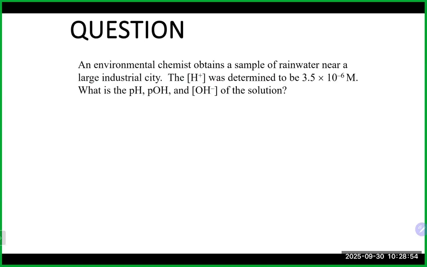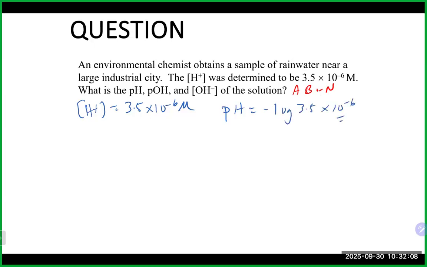Take a look here. An environmental chemist determined rainwater to have an H plus concentration of 3.5 times 10 to the minus 6. Let's do our normals here: pH, pOH, OH minus, and again, acidic, basic, or neutral. All right, so in this one here, we have H plus as 3.5 times 10 to the minus 6 molar. So I'm just going to go for the pH. So minus the log of 3.5 times 10 to the minus 6.